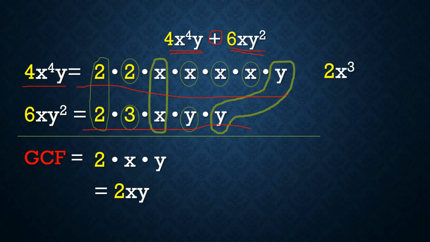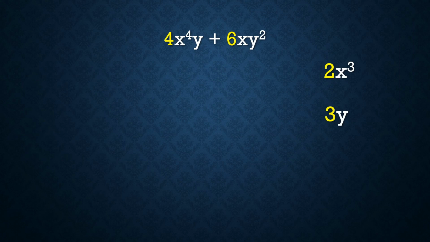And then in the second term, what remains are 3 and y. That's why when we multiply them, we get 3y. These two are actually the quotients when you divide the two terms by the greatest common factor. So, let's proceed to the factored form.